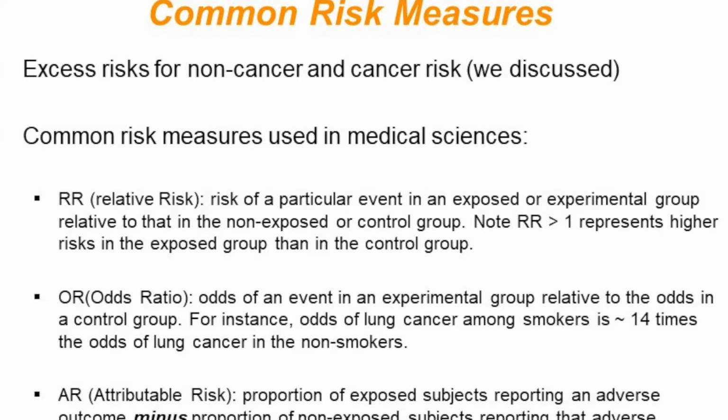Now the other one is the odds ratio, and I've been seeing that more and more in the medical literature. Odds stands for the probability of an event in an experimental group relative to the odds in a control group. For instance, the odds of lung cancer among smokers are about 14 times the odds of lung cancer in the non-smokers.